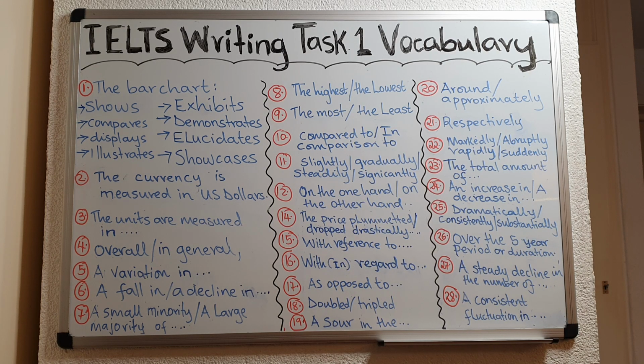Then you can say that in the year 2019, there was a consistent fluctuation in the number of cars that were imported from Germany compared to those from Sweden. So over the 5-year period, there was a consistent fluctuation in the number of Audis that were imported from Germany to the United States. A consistent fluctuation means that it was going up and down, up and down, up and down.